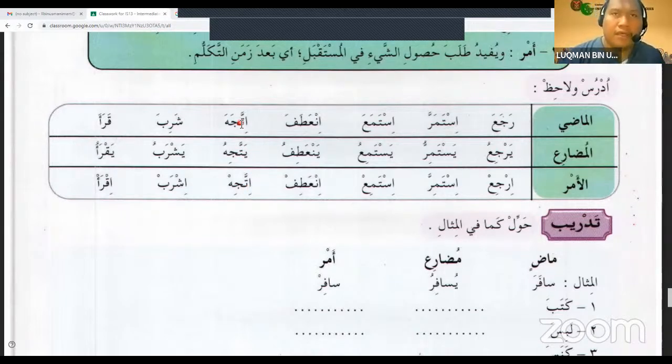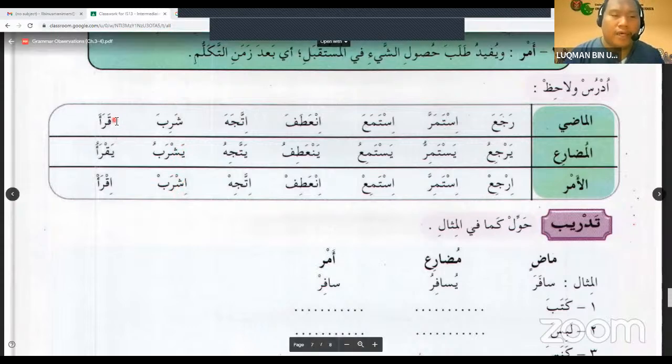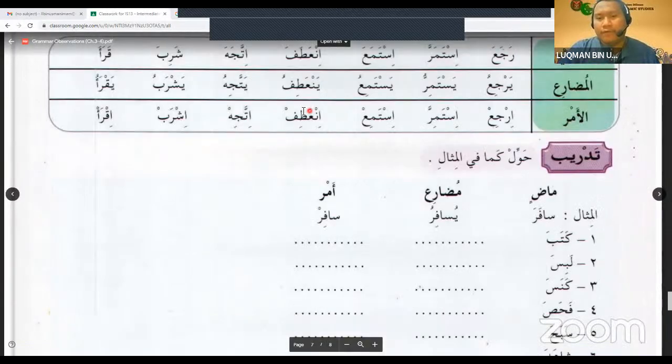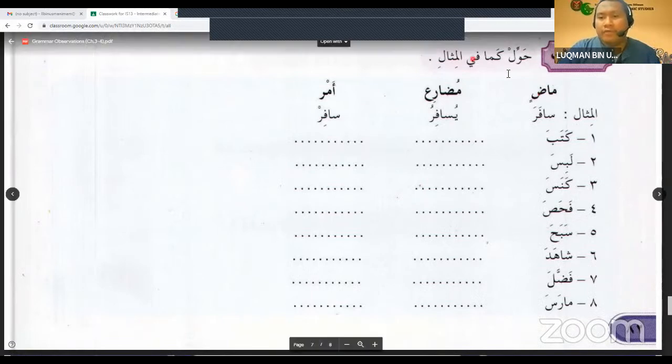Ittajaha, yattajihu, ittajih. Ittajaha, he faced, humarap siya. Doon siya pumunta na direction. Yattajihu is facing, ittajih, humarap ka. Shariba, yashrabu, ishrab. He drank, he is drinking, or he will drink, drink, ishrab. Qara'a, yaqra'u, iqra'. Qara'a, he read. Yaqra'u, he reads, or he will read. Iqra', read.